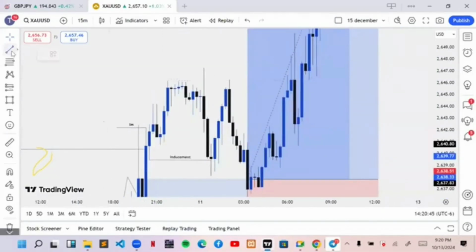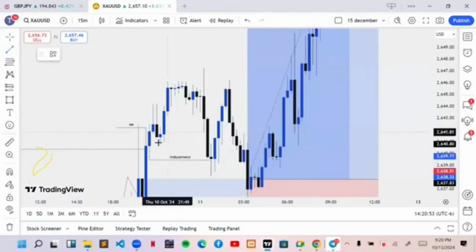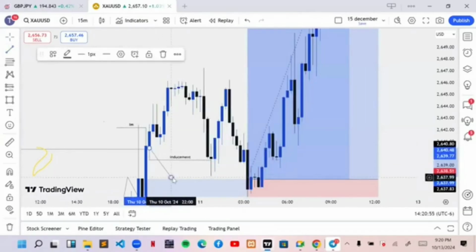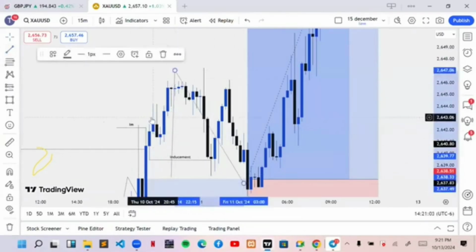What I mean by it not being valid is if this was the last move and this was the wick, and they do something like this and just continue going down from here, that one is not valid. But this pushed the market way above this particular level before eventually coming down to trigger the point of interest. So it's valid.